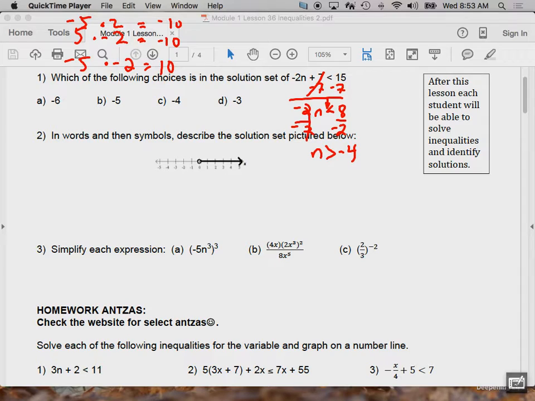In an equation, if this said equals, forget the less than. If it said equals all the way through, the answer would be -4. So there's a tendency on kids' parts to get to the end, see -4, look at the choices, see -4, and think -4 is the answer. But no, what does this answer read?